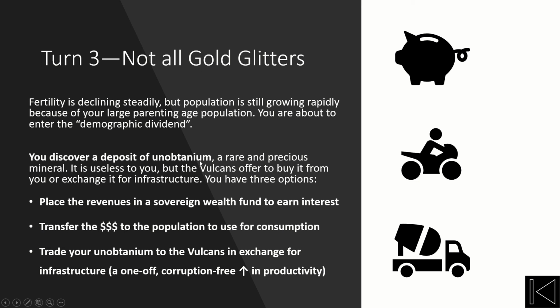So unobtainium is from the movie Avatar, and again, you can change it to anything that you think might be more topical. The unobtainium is useless to you, but the Vulcans offer to buy it from you or exchange it for infrastructure. You have 3 options. Place the revenues in a sovereign wealth fund to earn interest, transfer the dollars to the population to use for consumption, or you can trade your unobtainium to the Vulcans in exchange for infrastructure. And that's going to give you a one-off corruption-free increase in productivity.